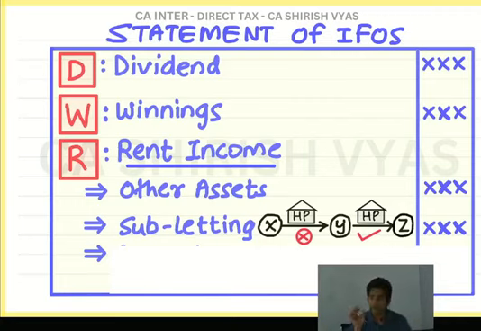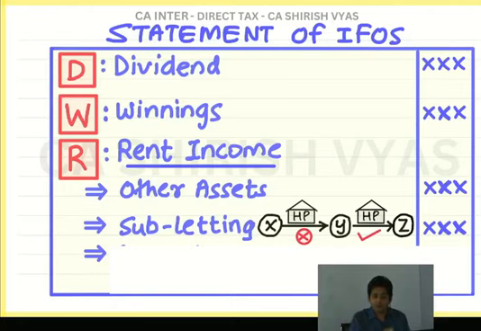And then, in real life, what happens? People make one single agreement. When you rent out the property, you make an agreement. In the agreement, they don't do the bifurcation, that this much rent is of building, this much rent is of machine, this is of furniture. They don't do the bifurcation. They charge a lump sum amount: take this whole property, give me 1 lakh per month. So you don't know the breakup.